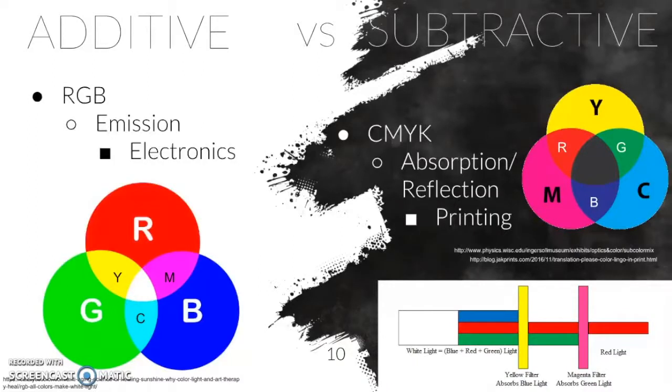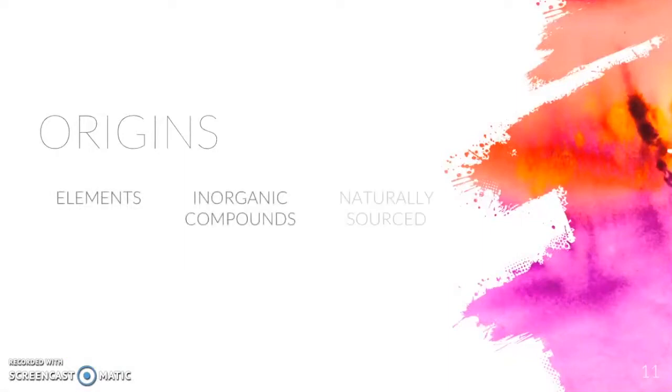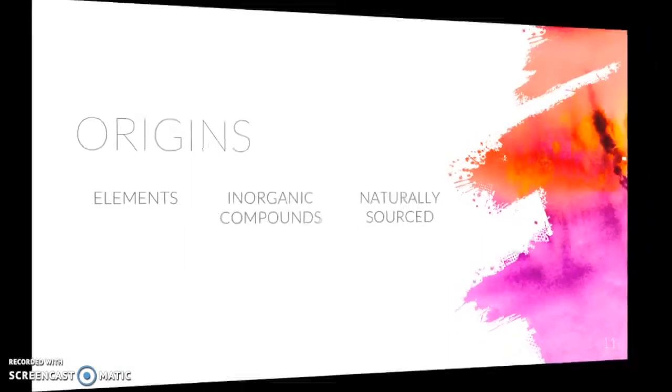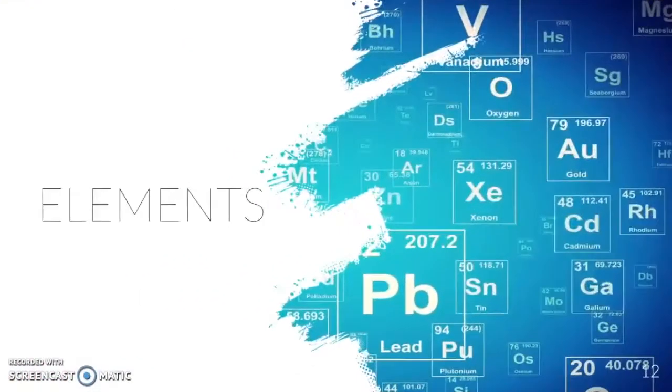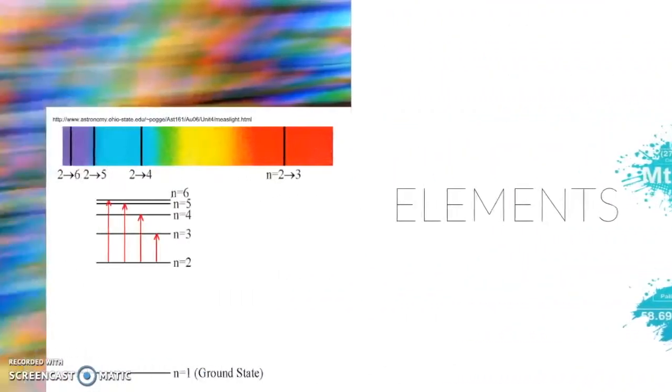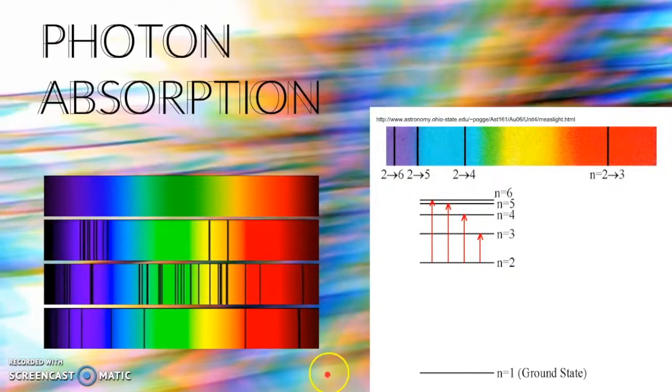Now that we've covered the foundations of what is color and how we perceive it, we'll be discussing the origins of colors in our lives. Three in particular: elements, inorganic compounds, and naturally sourced. Let's start with the chemistry of colors on an elementary level. So here's the spectrum of visible light and the absorption spectra of sodium, mercury, and lithium respectively.